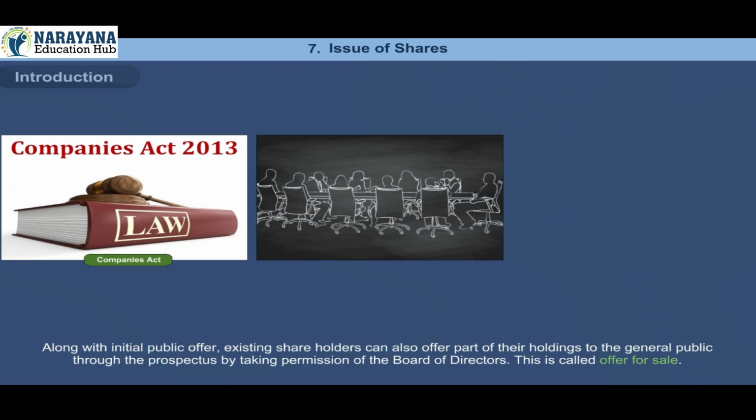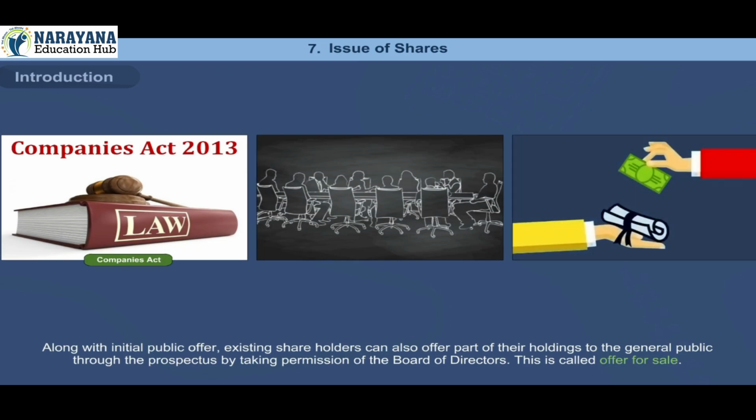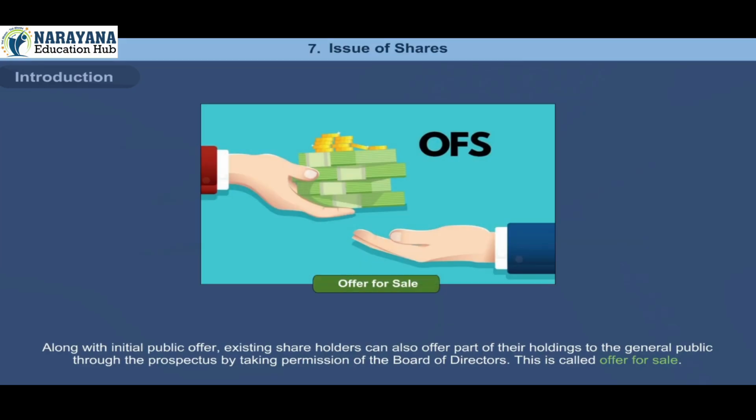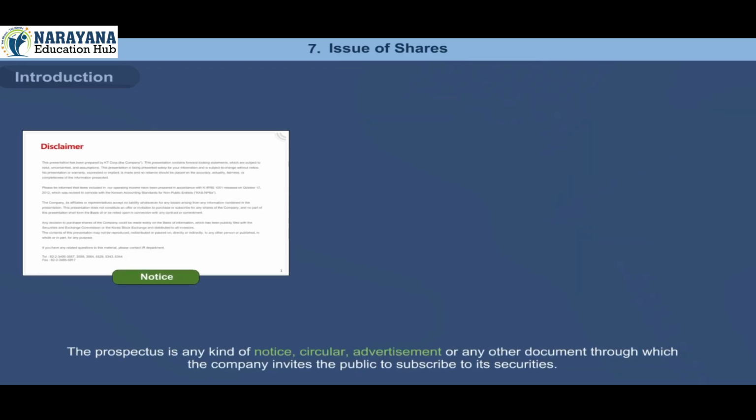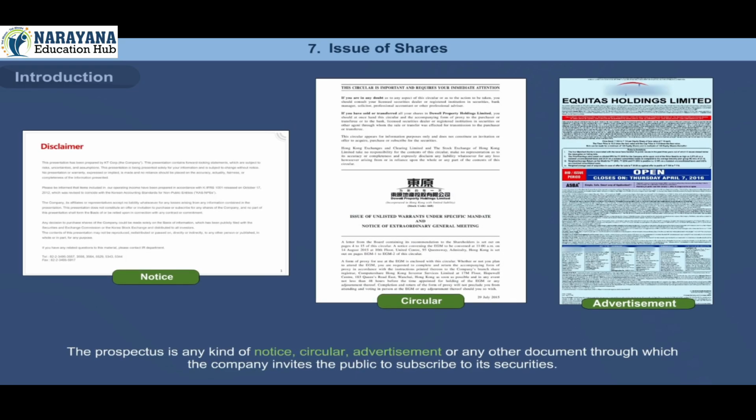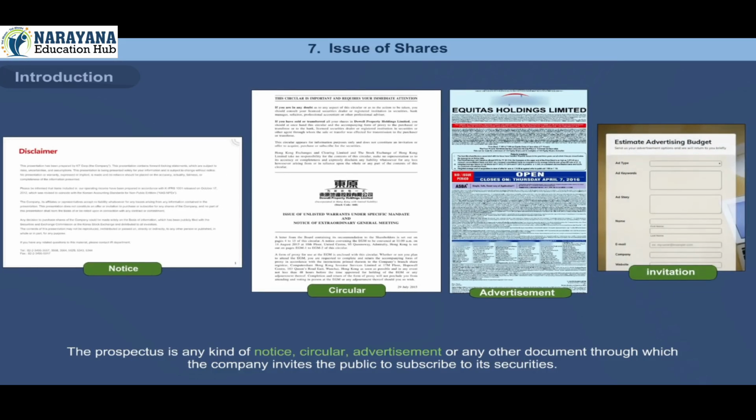Along with initial public offer, existing shareholders can also offer part of their holdings to the general public through the prospectus by taking permission of the board of directors. This is called offer for sale. The prospectus is any kind of notice, circular, advertisement, or any other document through which the company invites the public to subscribe to its securities.